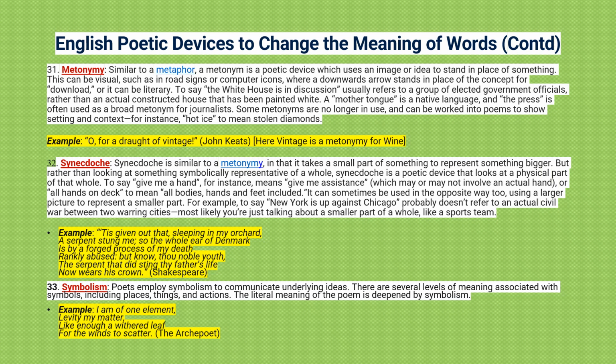Okay. The third poetic device given in this slide is symbolism. A poet employs symbolism to communicate underlying ideas. There are several levels of meaning associated with symbols, including places, things, and actions. The literal meaning of the poem is deepened by symbolism. Okay, here we use the first poem in First Flight, The Dust of Snow. Okay, so here we use symbolism. There are many other poems where we use symbolism for better understanding.